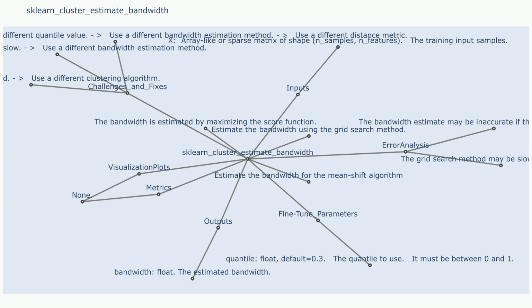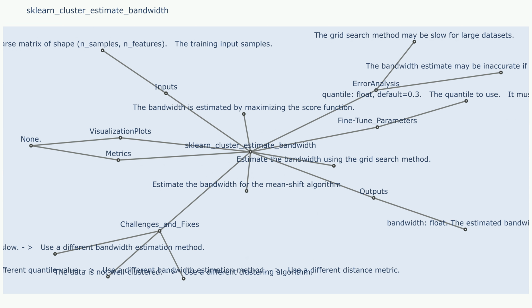Quantile: the quantile to use for bandwidth estimation. This value must be between 0 and 1. A higher quantile corresponds to a wider bandwidth and fewer clusters.